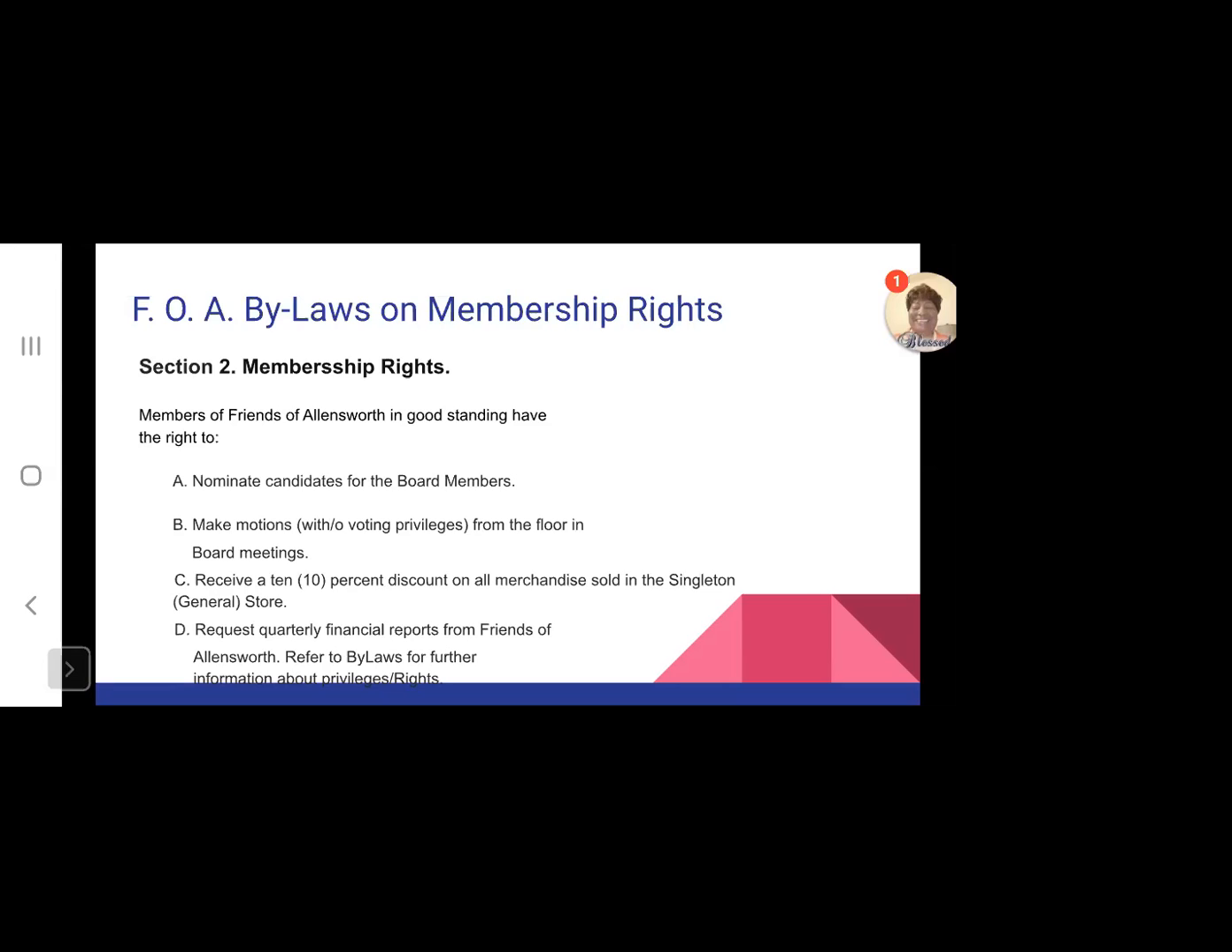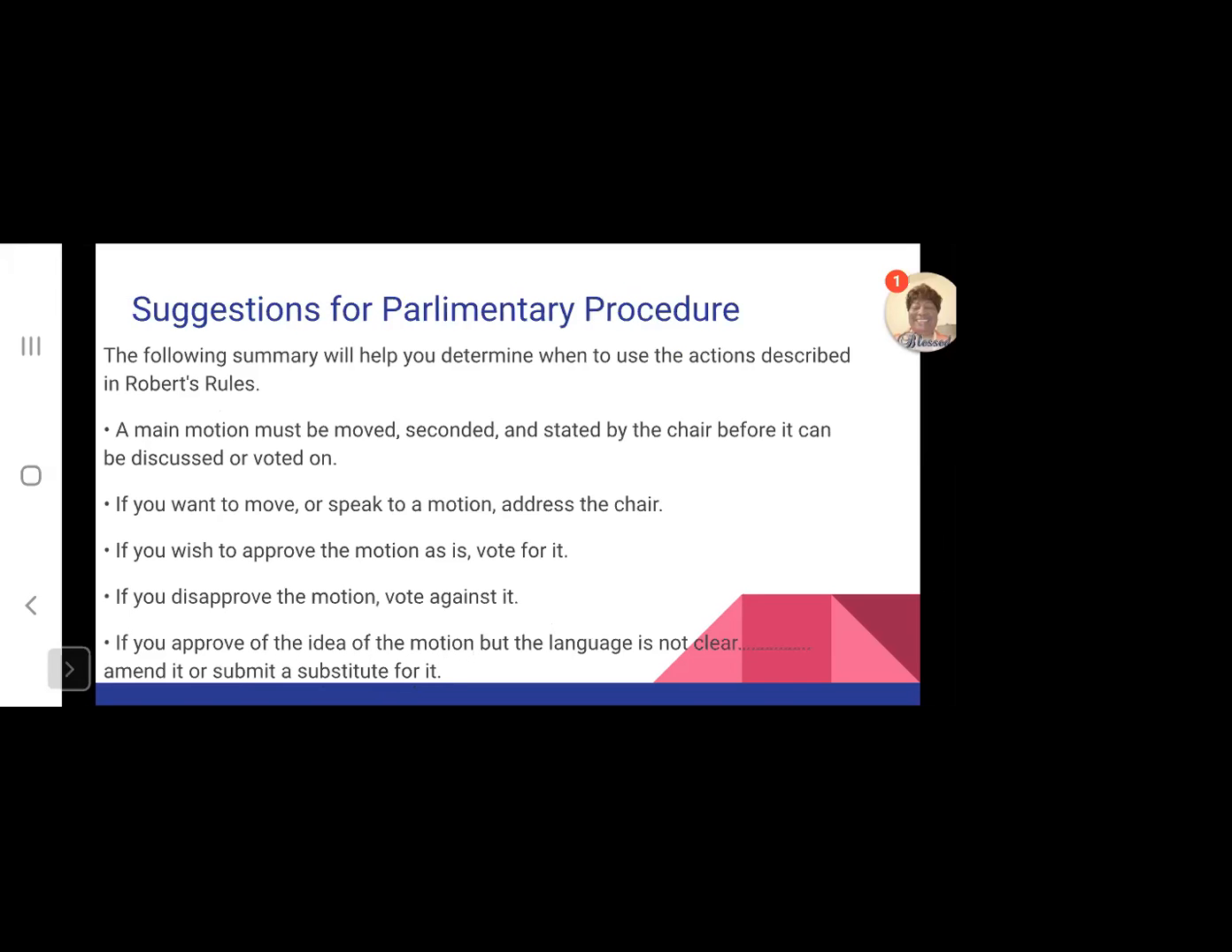They can receive a 10% discount on all merchandise sold in the Singleton store. That's just a plus. And they can also request quarterly financial reports from Friends of Allensworth and also other organizational documents. You can refer to the bylaws for information about privileges or rights. Any questions so far? Seeing none. Awesome. You guys are getting this real easy. Man, I knew I was going to be with a standout crowd.